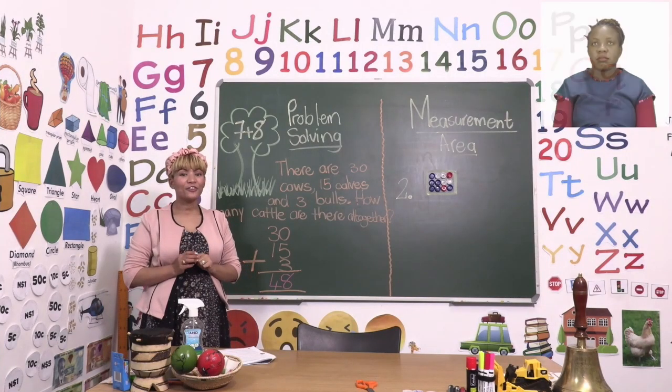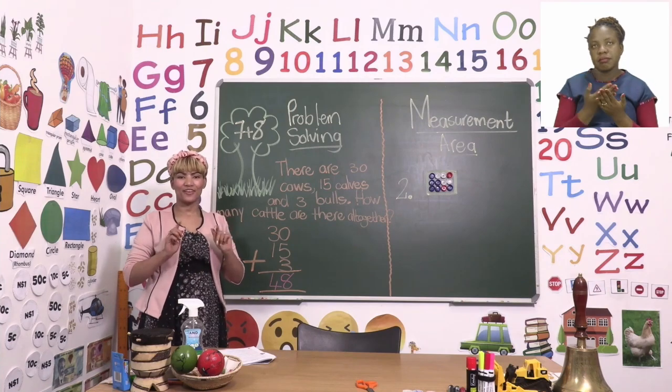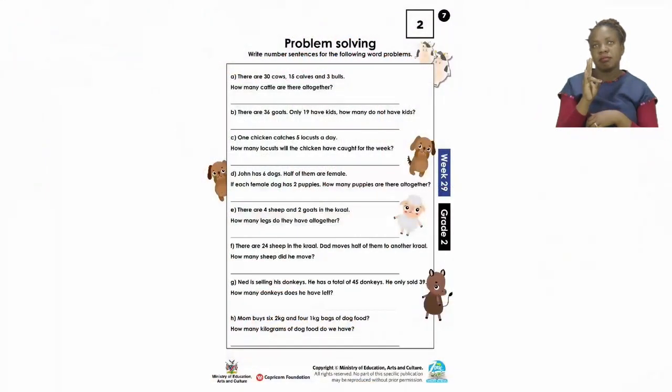For this part of our lesson, let's turn our booklets to page 7. Here we are going to do some problem solving. Now it says there, we have to write the number sentences for the following word problems. So let's read the first word problem and see how we are going to solve it.